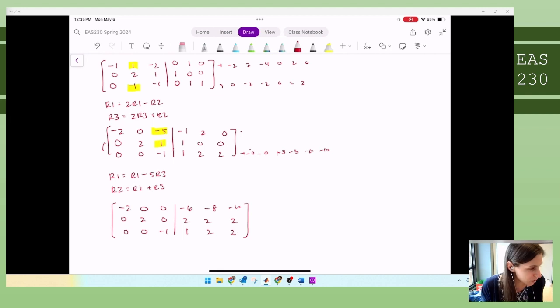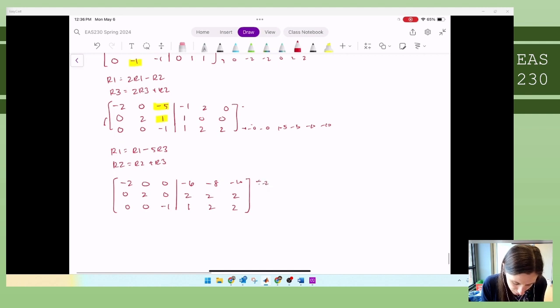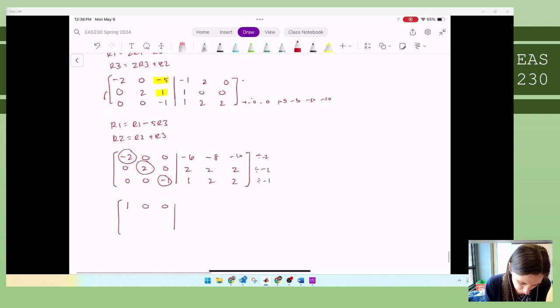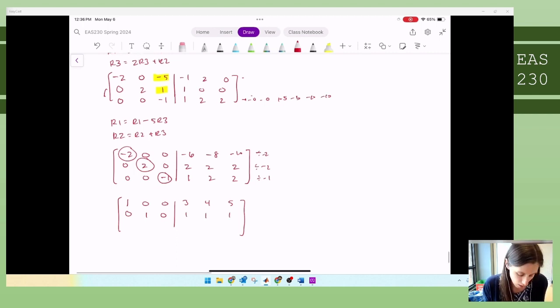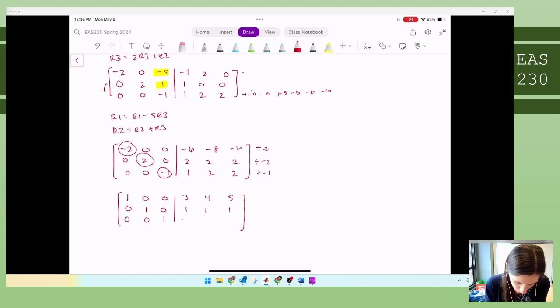1, 2, 2. So let me double check my work, make sure I've got it all. We're good. Okay, my last step, make these pivots 1 so I get identity. So that means I get 1, 0, 0, 3, 4, 5, 0, 1, 0, 1, 1, 1. It's a nice row. And then 0, 0. And these ones change the sign. 1, -2, or -1. Let's copy things down correctly. -2, -2. Okay. But that's not what I wanted. I wanted my solutions. There we go.